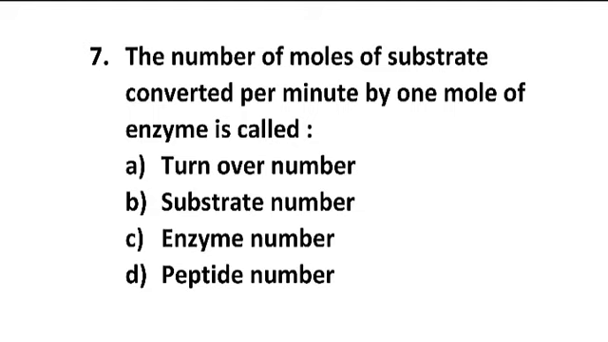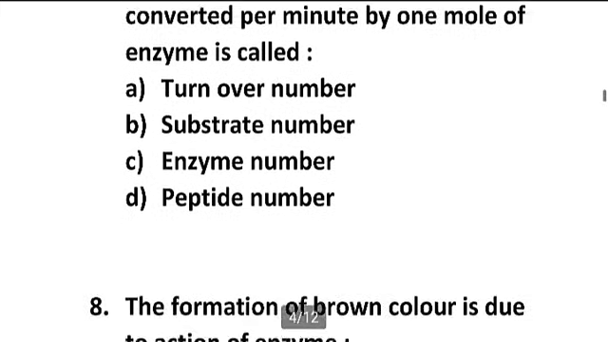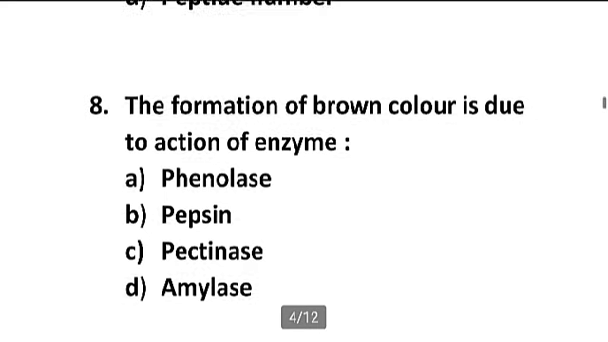The right answer is option A, that is turnover number. Turnover number is defined as the number of moles of substrate that are converted by 1 mole of enzyme per minute. So the right option is option A, that is turnover number. Now moving to next question.